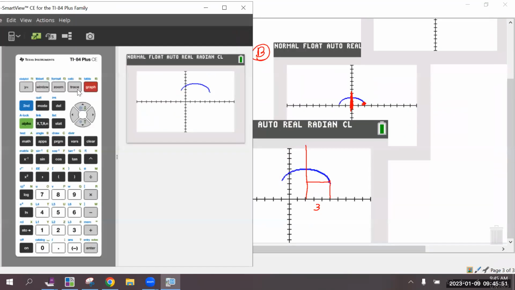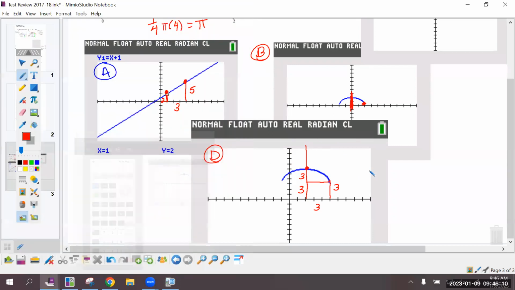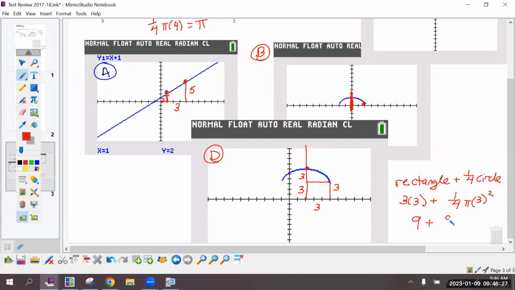Let me hit trace 5. So the end point over here is up 3. And then let's trace to 2. The endpoint up here is at 6. So if this is 3, then this segment is 3. We've got a rectangle, well, it's really a square, plus a quarter circle. So the rectangle is 3 times 3 plus a quarter pi. Here's my radius. That's 9 plus 9 over 4 pi.